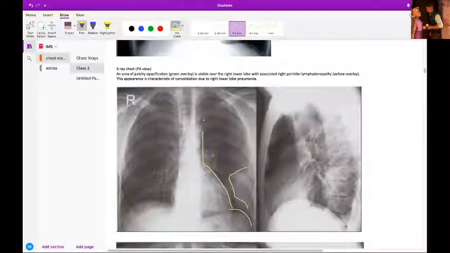But in the lateral view, normally as we go down, the vertebrae become more translucent. But if we see an opacification in the vertebrae in the lateral view, it indicates an overlying consolidation in the left lower lobe. So that can indicate left lower lobe pneumonia. This is called spine sign.